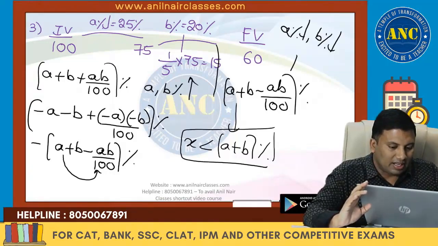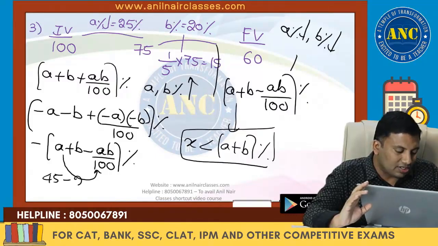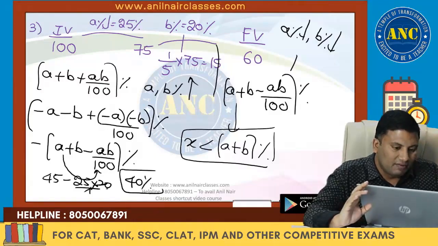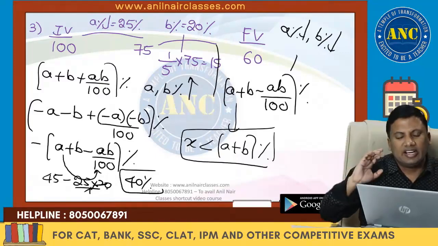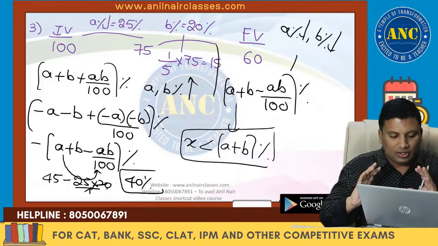X value should be less than 45. How much did we get here? 45 to A plus B: 45 minus 25 into 20 by 100, which is 40%. It's very easy to keep an eye on the answer options and you can eliminate them.